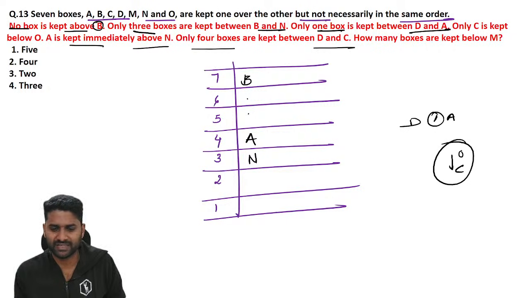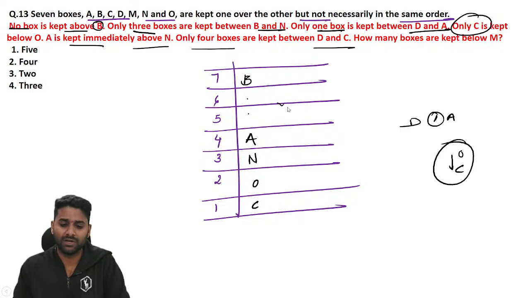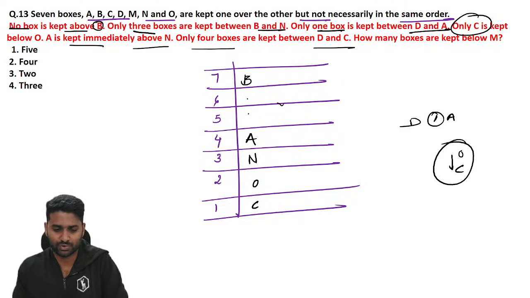Next one, only 4 boxes between D and C. Now you already know that only C is kept below O. So after O, other than C, you cannot place any other element. So we can confirm that this is only possible at 2 and 1. Why can you not place them at 6 and 5? Because after O you would see C, A, N, C. It violates our condition. They mentioned that only C is kept after O. So that's why 2 and 1 are the best positions.